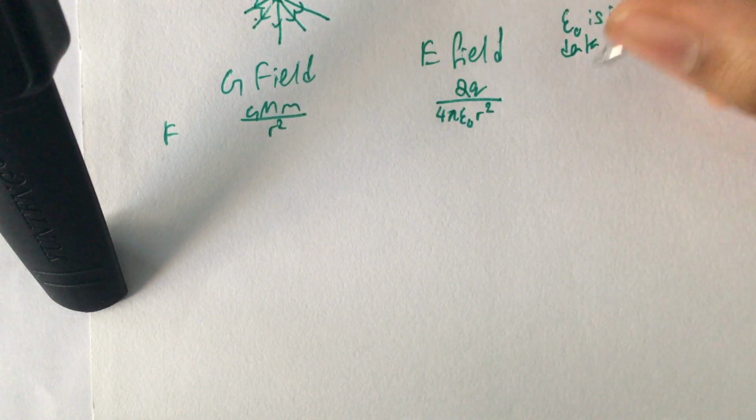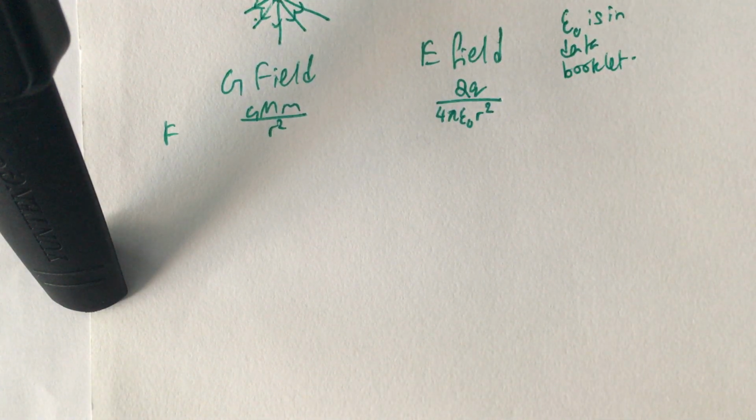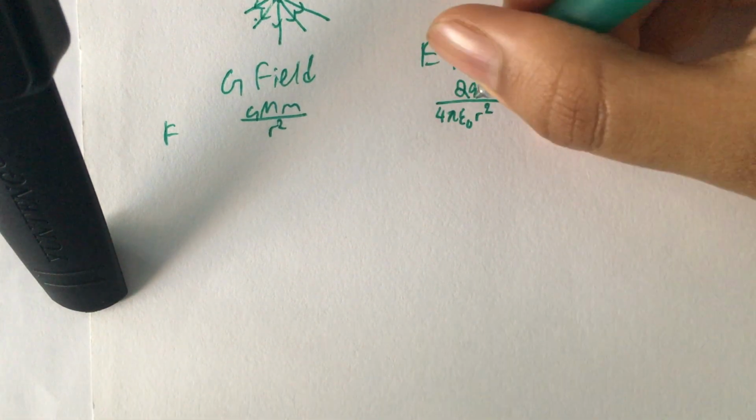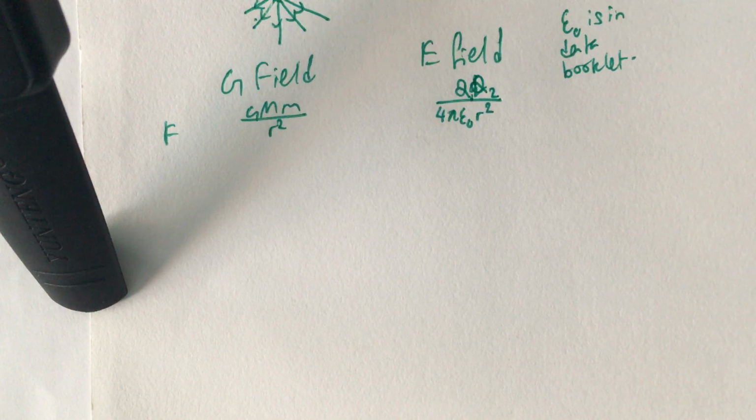It's some weird number. Okay, so in electric field, your force is equal to charge 1 times charge 2 over 4 pi epsilon naught r squared. So like the gravitational field, it is inversely proportional to r squared, the distance between the two charges. And in here they just represent them with q1 and q2.